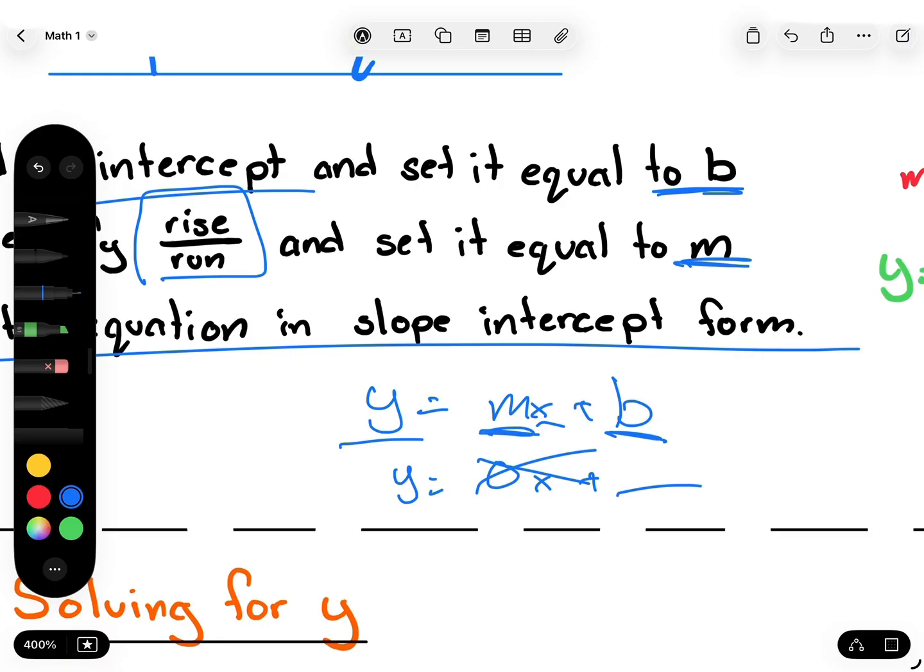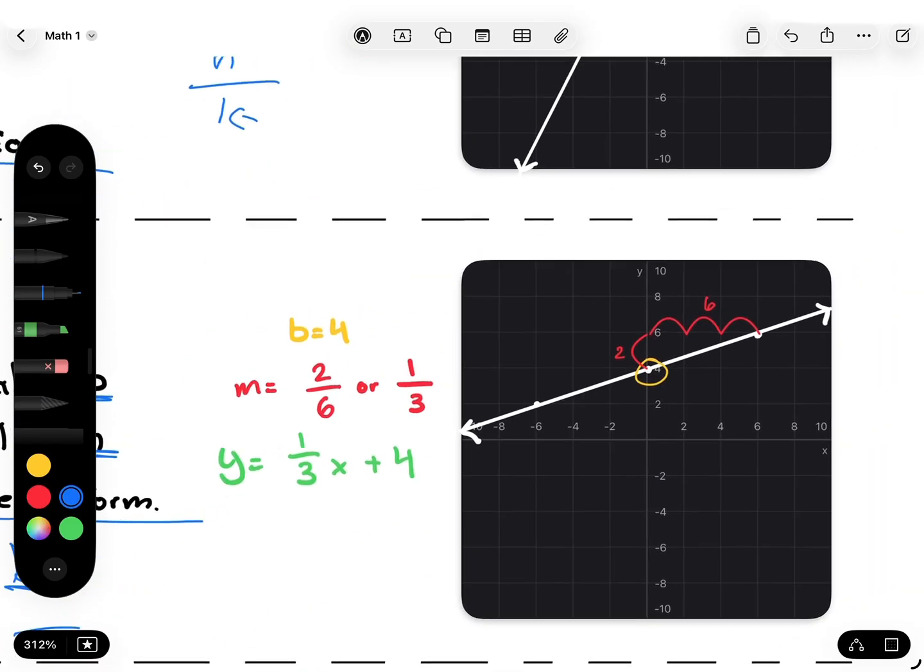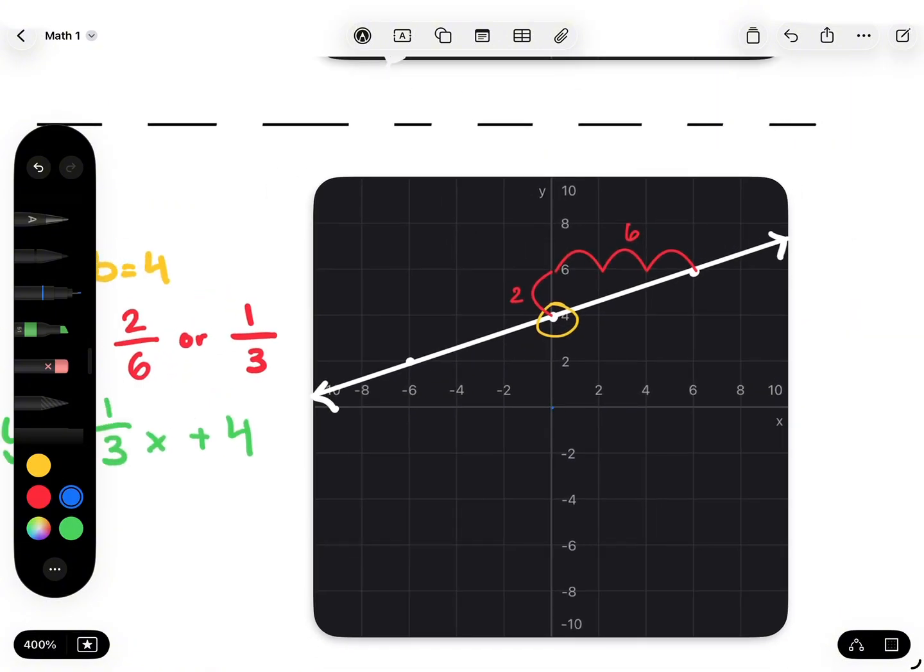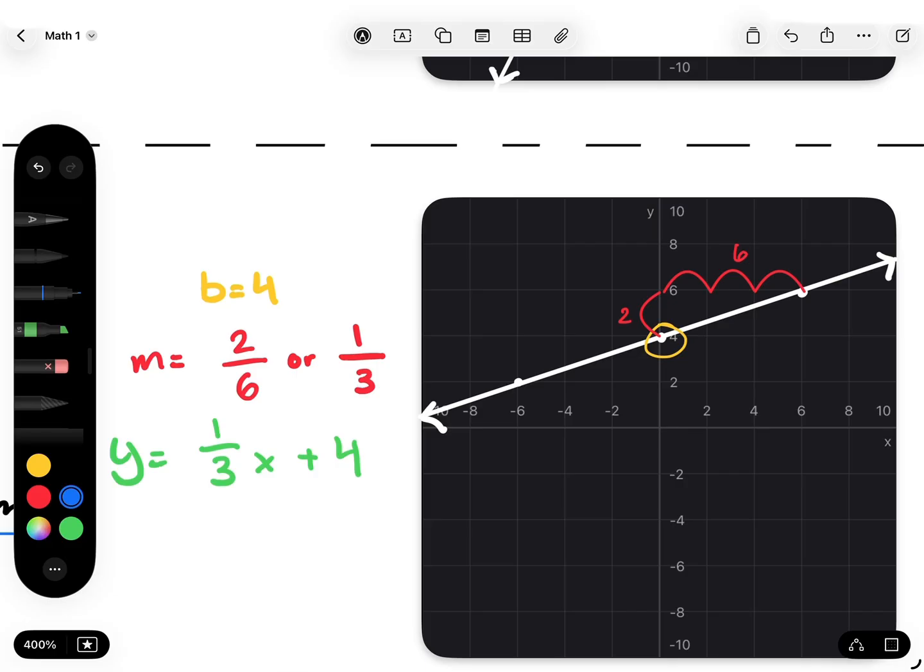Okay, first, this is our line, and we identify that our y-intercept occurs when x equals 0. X equals 0 here, so y equals 4. And since that number is 4, the y-intercept equals b equals 4, and that's right here.